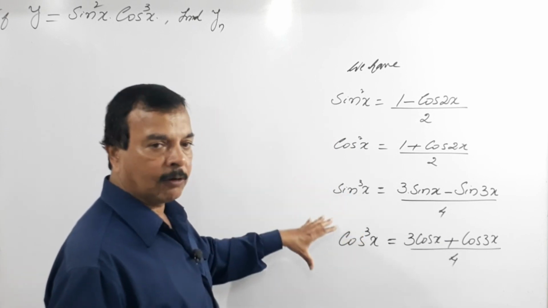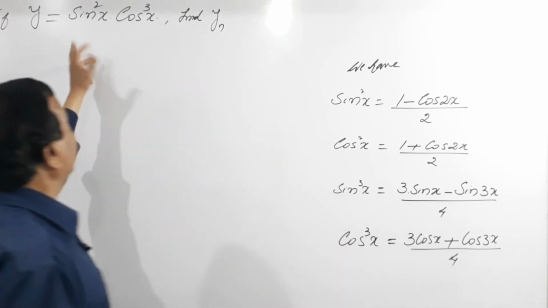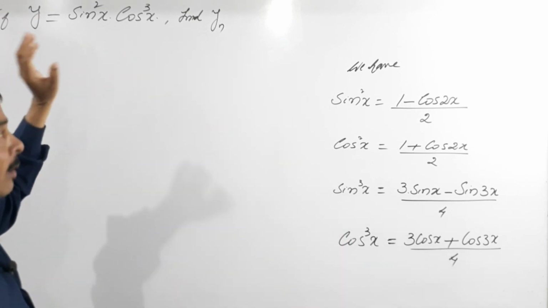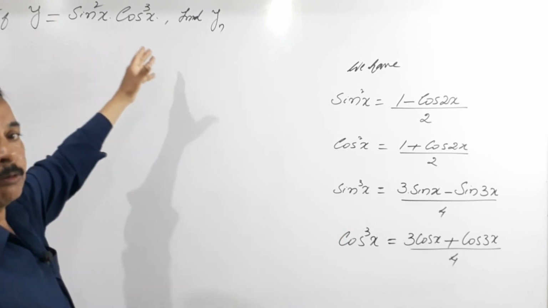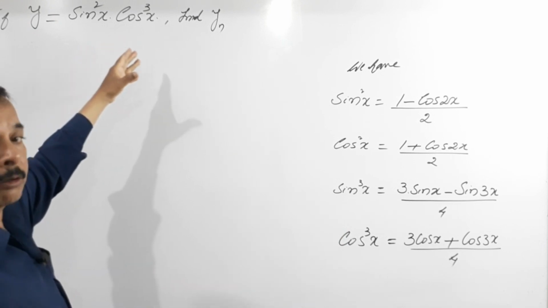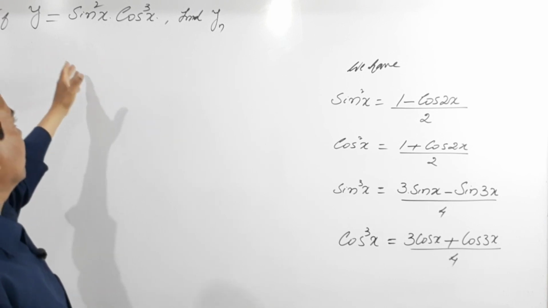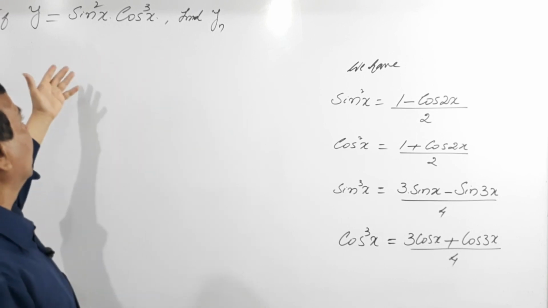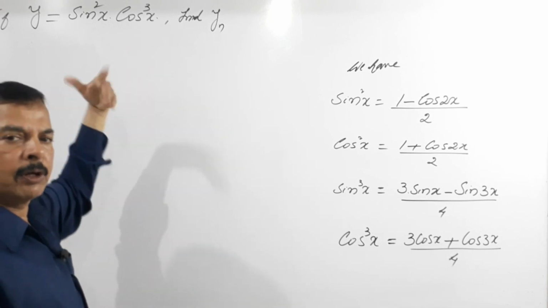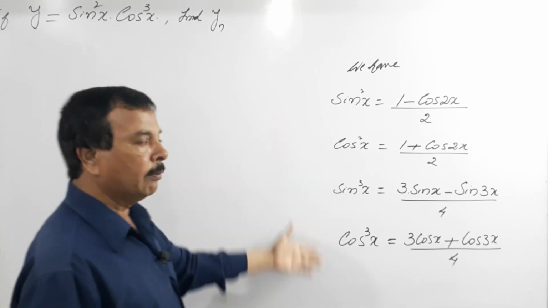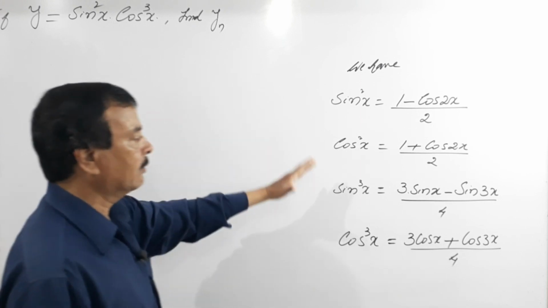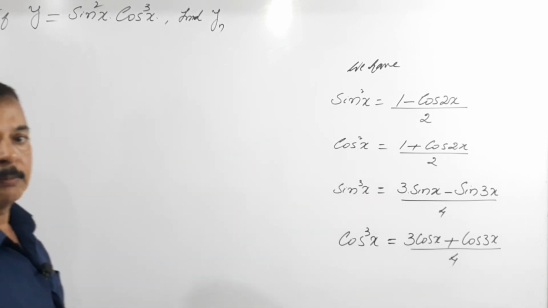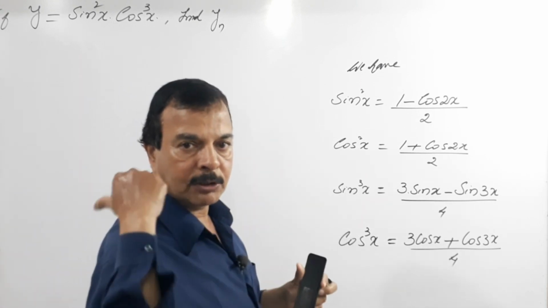If you know these formulae, you can really find a solution for any of these combinations, whether it is sin square cos cube x, or cos square sin cube x, or sin cube x into cos cube x, whatever the combination. You should remember this formula, apply it and find the answer. So we shall apply this formula and try to solve this problem. Very simple problem, just concentrate on the board.